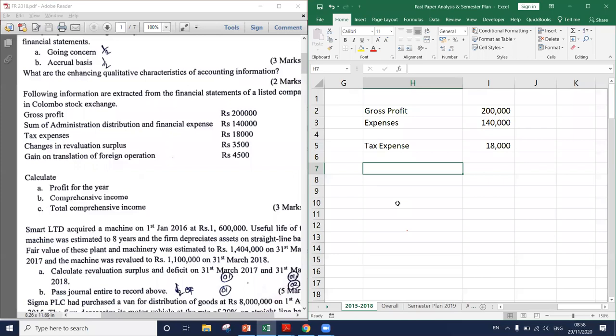Changes in revaluation surplus, or a gain from revaluation. We have a gain of 3,500, and gain on translation of foreign operations. We have 4,500. Right, what is the name I can give for this figure here?